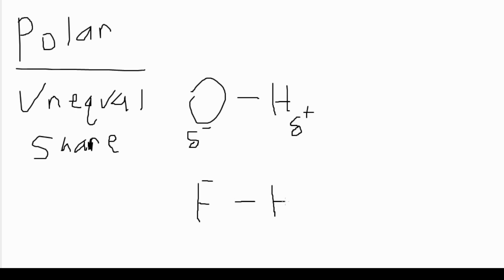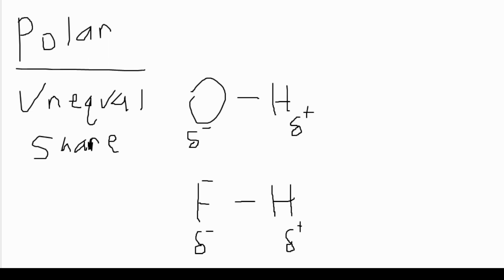So if we had hydrogen and fluorine, fluorine's more electronegative than hydrogen, and so fluorine gets the negative dipole and hydrogen gets the positive dipole. But these dipoles are a little bit larger on HF than they are on H-O just because fluorine's more electronegative, so there's a larger difference, but it's still polar.